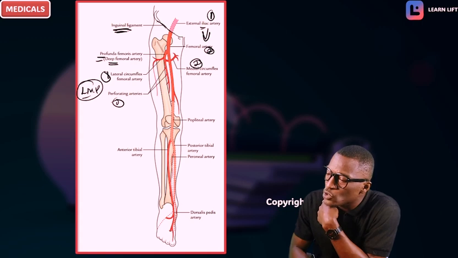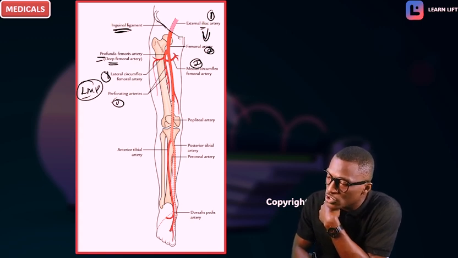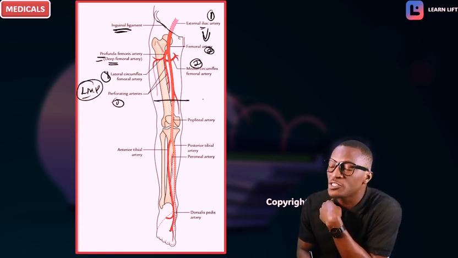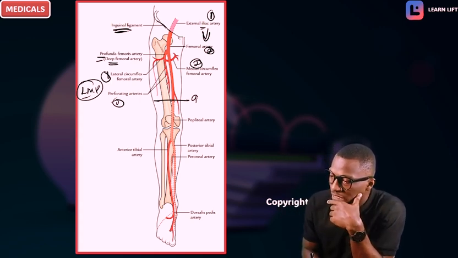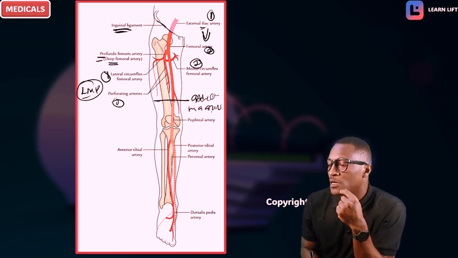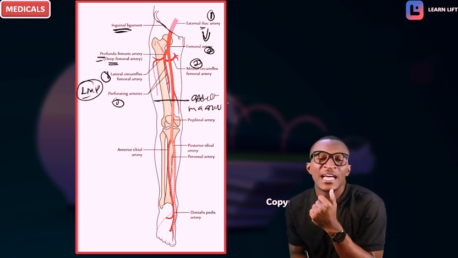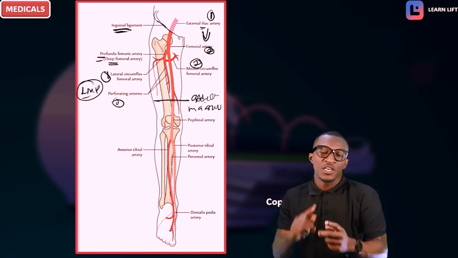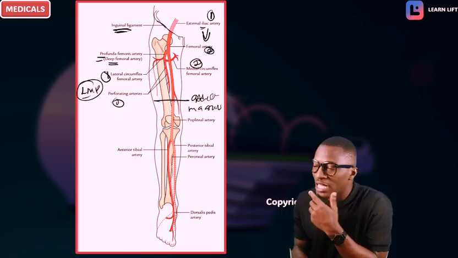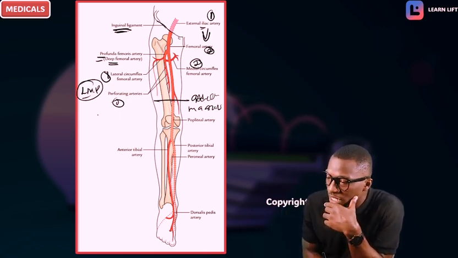Now it's still going to continue. The femoral artery is still going to continue the journey down. At this point is called your adductor magnus, also called the adductus hiatus. The adductor magnus is a muscle. It forms a hole called the adductus hiatus.